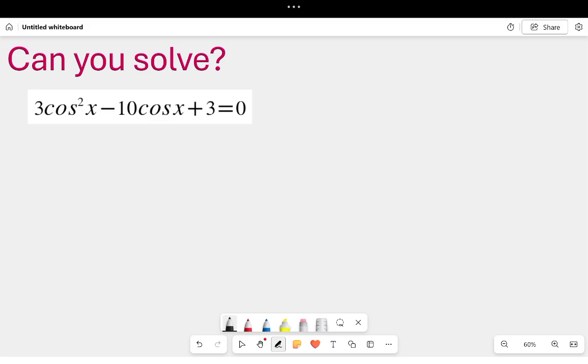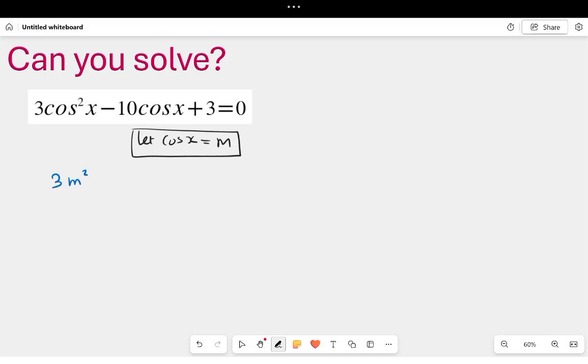All right. So, to solve this, clearly this is a quadratic equation. All we need to do is let cos x be equal to m. That's very important for us. Now, where we have cos x, we are going to replace it with m, but where we have cos squared, it's going to be m squared. So 3m squared minus 10m plus 3 is equal to 0.